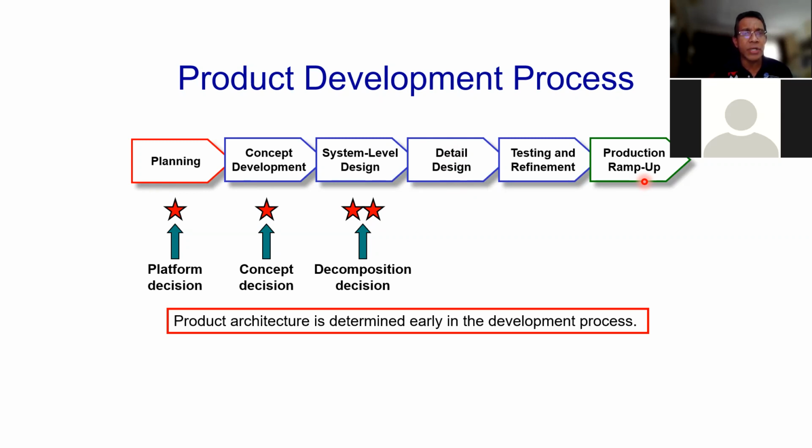And then in terms of planning, we have a platform decision, for example, and then concept decision. You already learned this one. And then in system level design, we have a decomposition decision. So actually the product architecture will begin in terms of planning, concept development, and system level design.